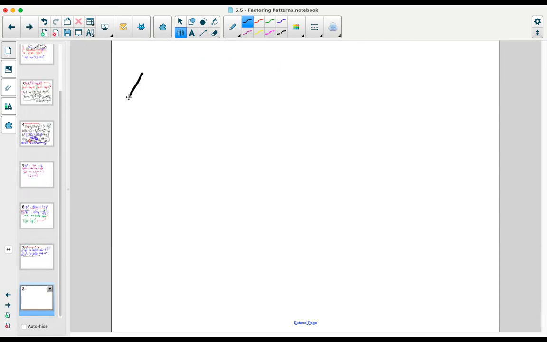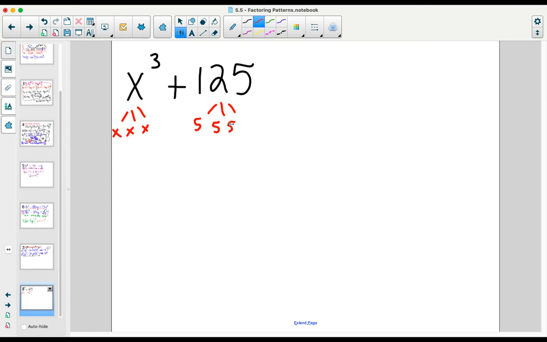Our first one, we're going to start with a fairly basic one, x cubed plus 125. x cubed is, of course, x times x times x. 125 is, of course, 5 times 5 times 5. Using our special factoring pattern, we're going to say x plus 5 is going to be in the first parentheses. We want to match the sign of the original binomial.